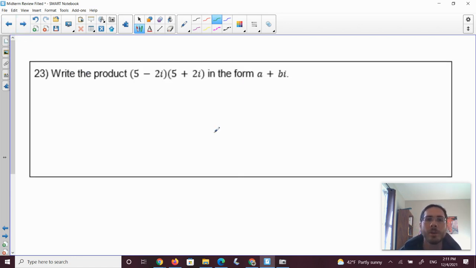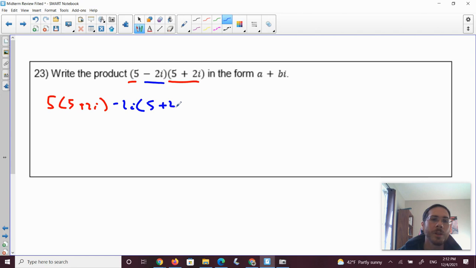For 23, write this product in the form a plus bi. Again, we know a little bit more, so we could actually solve this one really quickly because we could see this is a minus b, a plus b form. We know we're going to get a squared minus b squared. But to solve it like we did before, just so we're consistent with the other test, 5 plus 2i, negative 2i, 5 plus 2i.